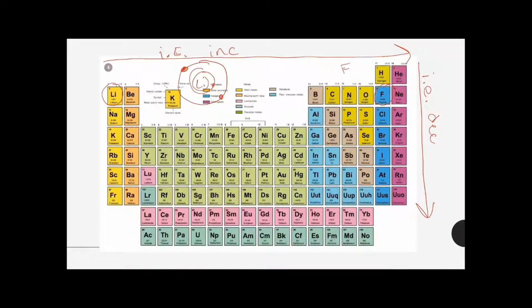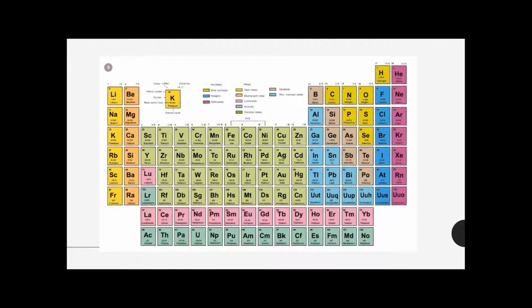Whereas fluorine, it has loads of energy. Right here, in this general area, it requires a lot of energy to remove those electrons. So fluorine, all of its electrons are pretty tightly packed there. They're all very tight and, like I've said, require a lot of energy to be removed because fluorine would rather take an electron away from something else than give it up. So this is why all of this column has a -1 charge, because it's so hard for them to give up electrons that they spend more time just trying to take them away from other elements than trying to give theirs away.